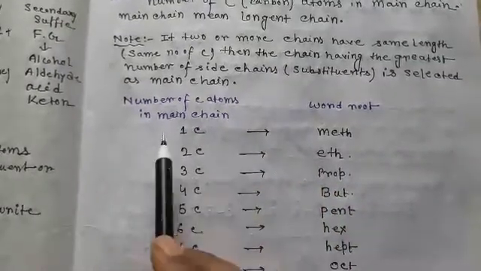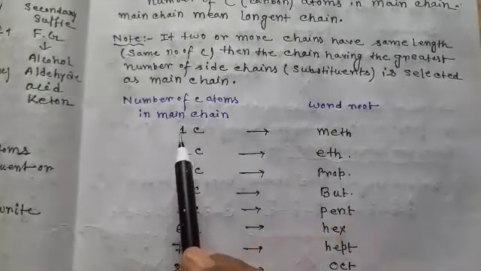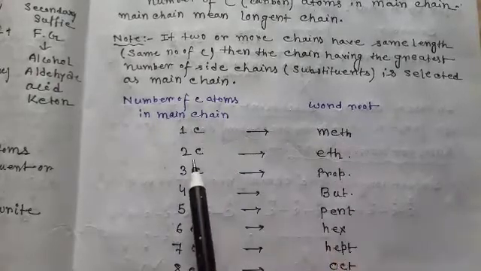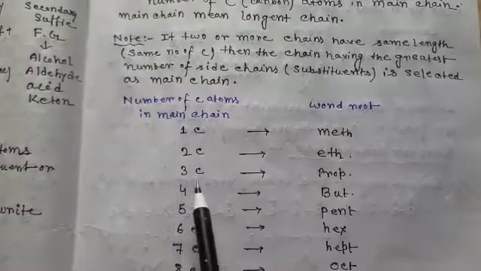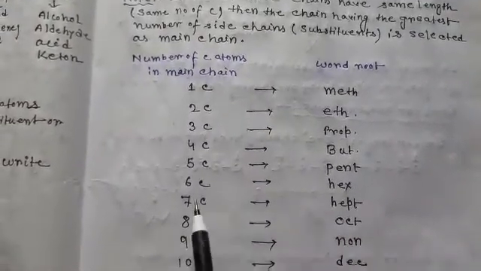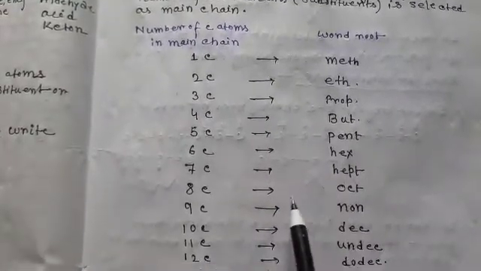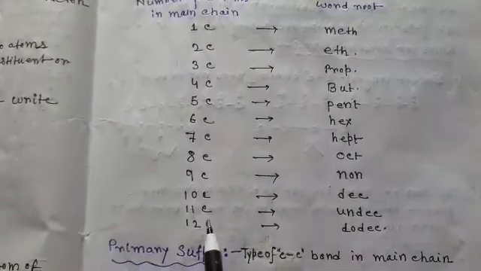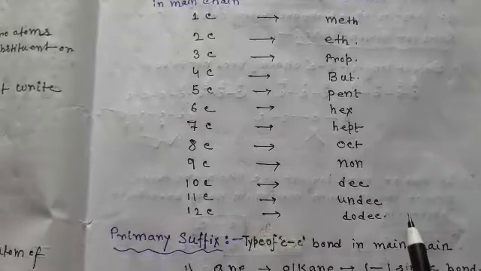Next, the number of carbon atoms in the main chain and the word root. If there is one carbon atom in the main chain, then the word root is meth. 2 carbon atoms, the word root is eth. 3 carbon atoms prop, 4 carbon atoms but, 5 carbon atoms pent, 6 carbon atoms hex, 7 carbon atoms hept, 8 carbon atoms oct, 9 carbon atoms non, 10 carbon atoms dec, 11 carbon atoms undec, 12 carbon atoms dodec.